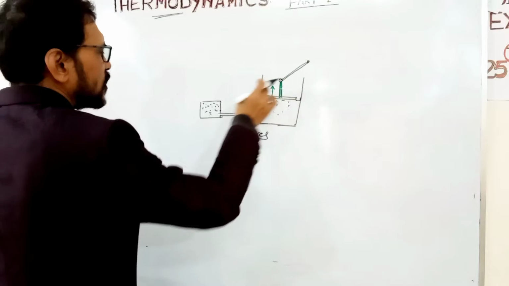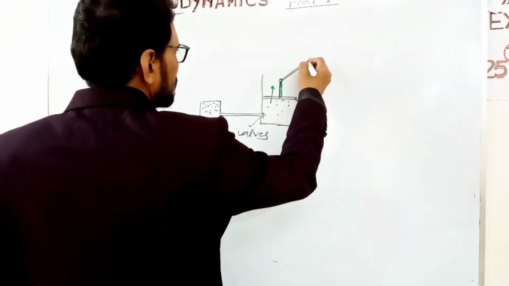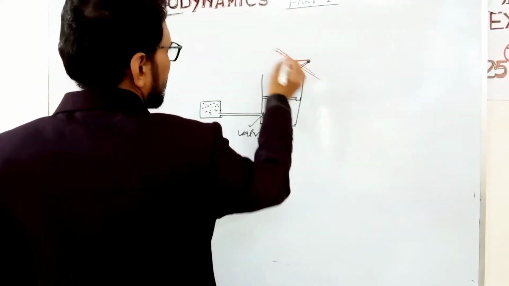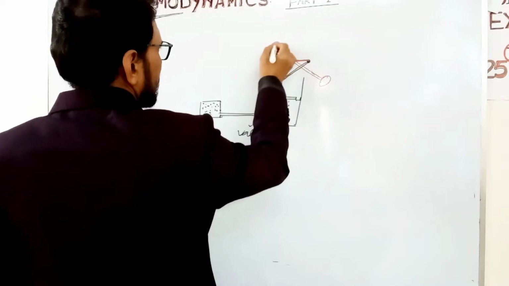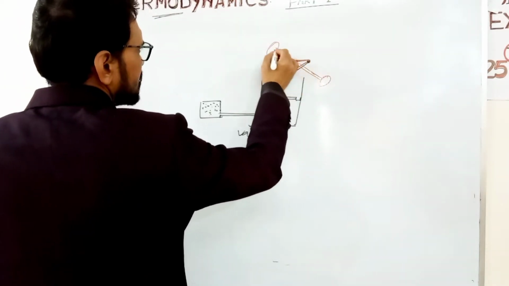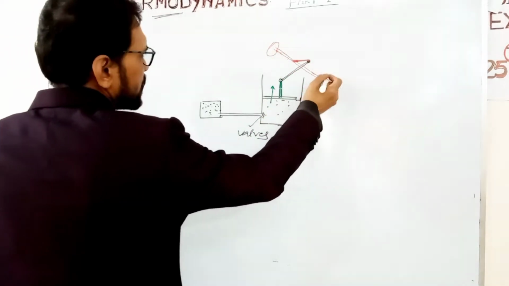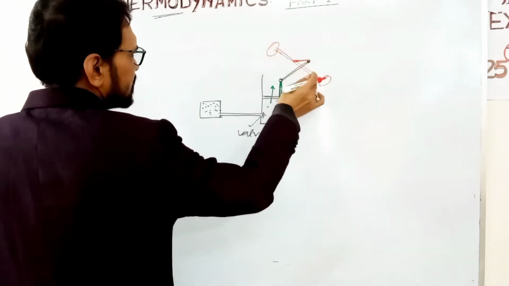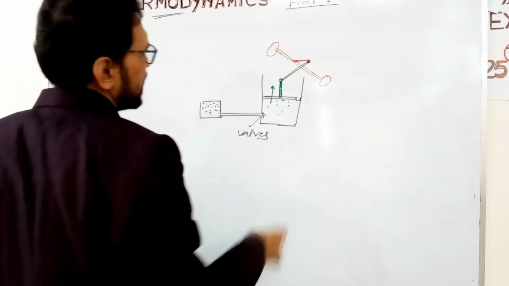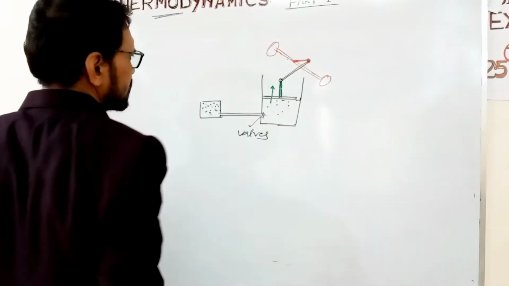Here are two rods connected. This is called the crank mechanism. This rod is connected by a rod, and this rod is joined to an axle of the wheel. So these are the two wheels of the car. The two wheels of the car are joined by an axle, and this axle is connected by a rod. This rod is connected by the crank mechanism.